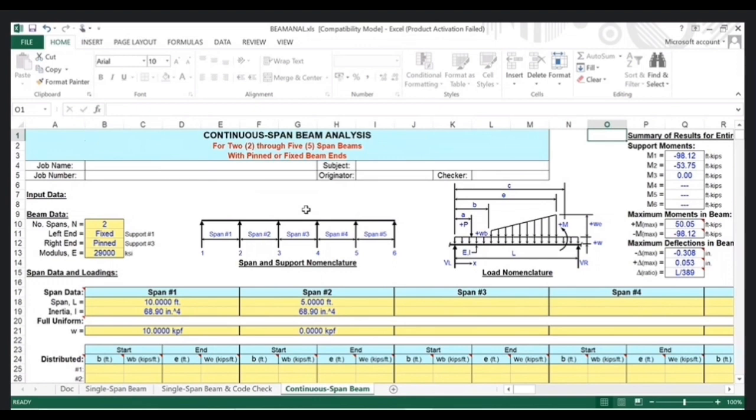On this Excel sheet, we can easily calculate our values by simply putting in our span value, the end condition and the loading condition on the structure. So we can easily get the values of our moment, bending moment diagram, shear force diagram, and by the finite element method we can easily analyze all these kinds of beams.